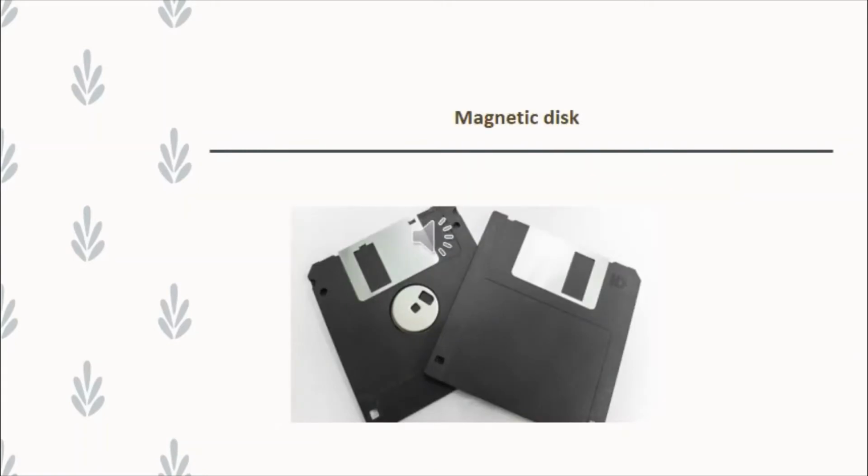Magnetic disks, also called floppy disks. These floppy disks are coated with a magnetic oxide, similar to the material that is used to coat cassettes and videotapes.